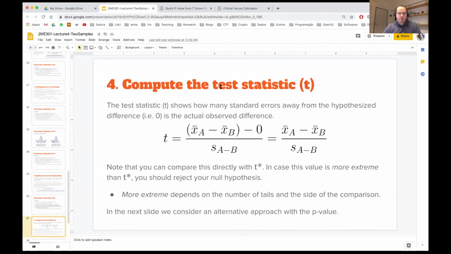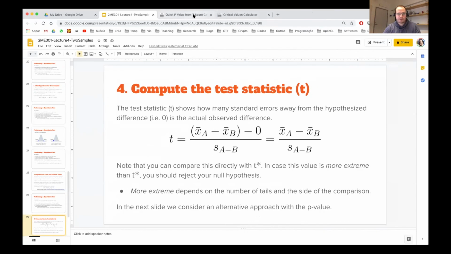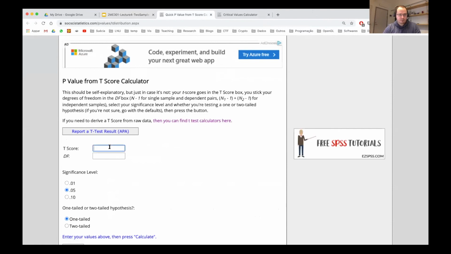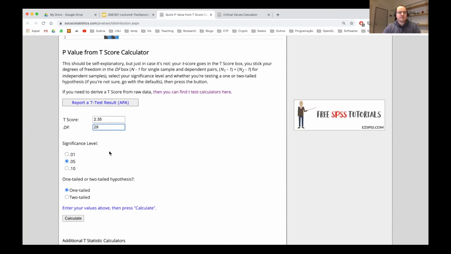And then I will go there and put here a t-score of, let's say, 2.35. I'm just making it up. And then again, degrees of freedom. Why? Because as we talked about, this is a t-test, not a z-test anymore. So for a t-test, depending on the degrees of freedom, or depending on the sample size, the results change. So again, I will take my smaller sample, and let's say that my smaller sample has 30. So I'll put 29.